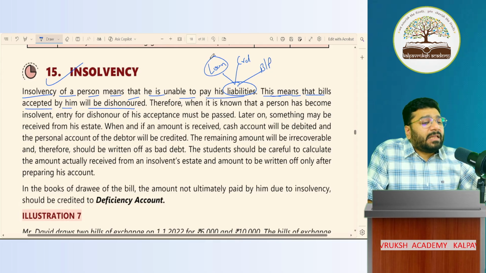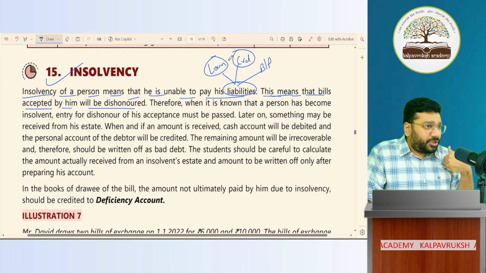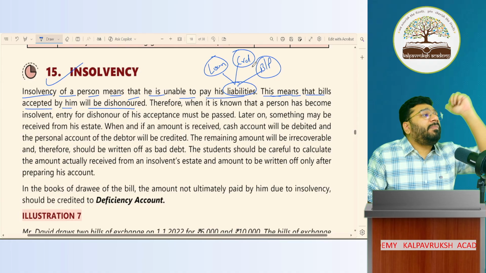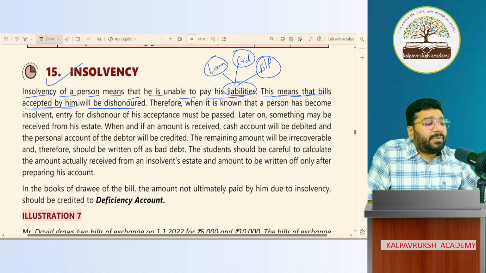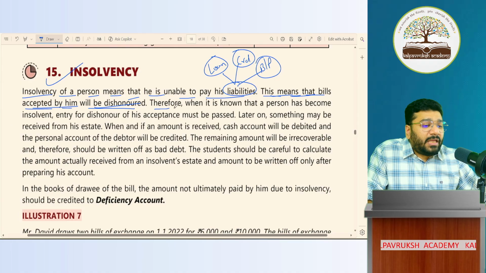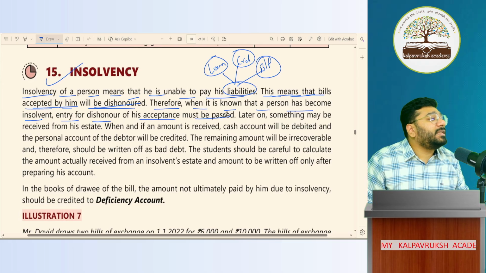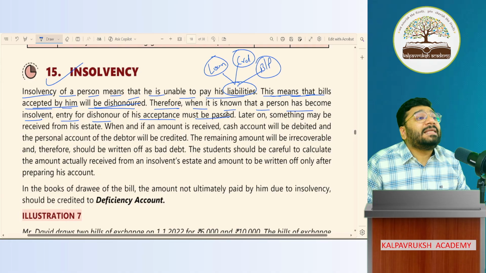When he is not making the payment to the lender, when he is not making the payment to Creator, will he make the payment to us? Sham? No. BP also will not make the payment. This means the bills accepted by him will also be dishonored. Therefore, when it is known that a person has become insolvent, entry for dishonor of his acceptance must be passed. The moment you got to know the person has become insolvent, you have to pass the dishonorment entry.